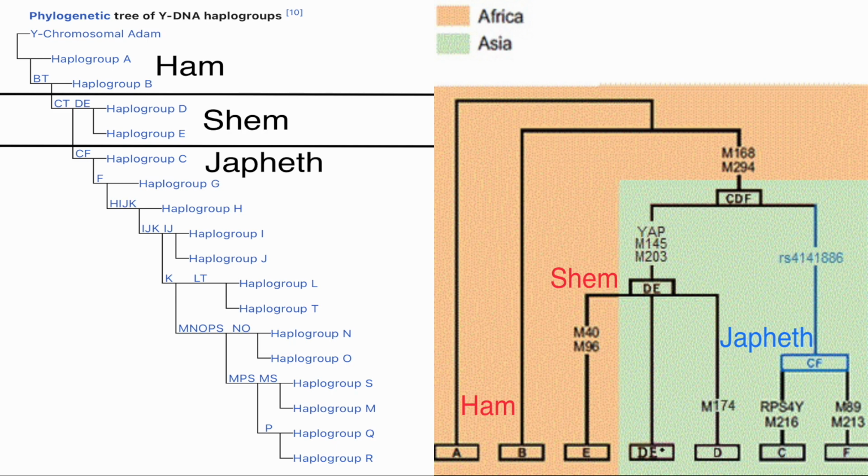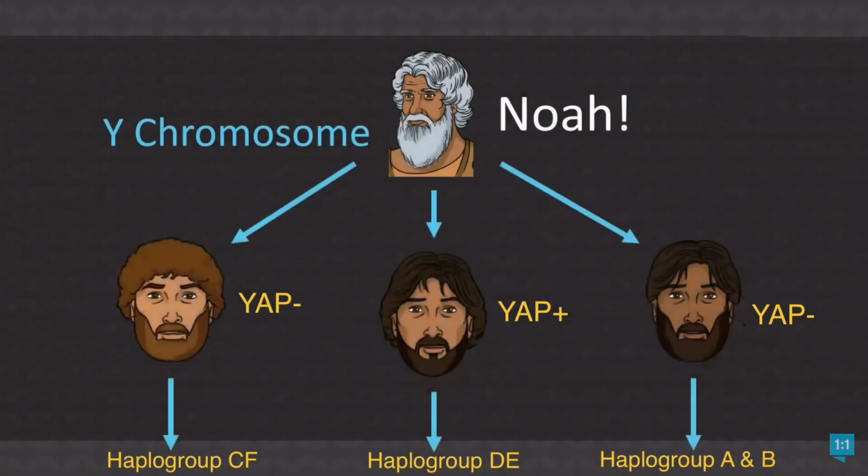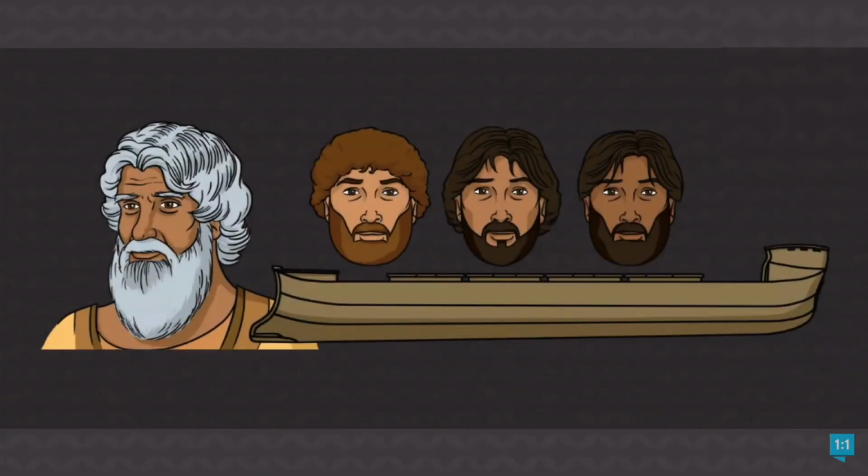With that being said, the model I assign is this. The African haplogroup A and B is Ham, the Eurasian haplogroup CF is Japheth, and the Asian and African haplogroup DE is Shem. I end with this. We all descend from Noah, a righteous man, a great prophet, and a man chosen by the Most High.